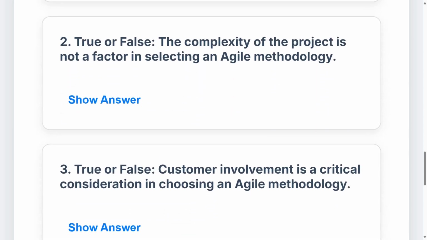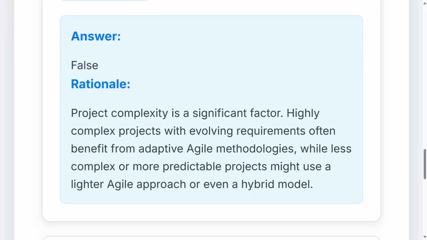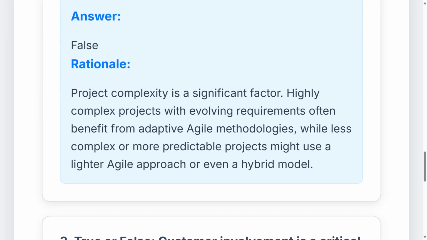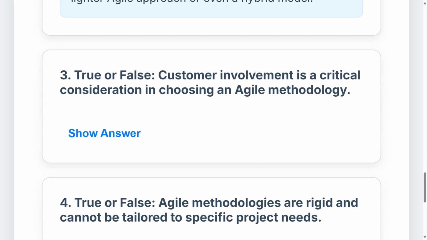Number 2, true or false? The complexity of the project is not a factor in selecting an Agile methodology. Of course, you know this is false. Project complexity is a significant factor. Highly complex projects with evolving requirements often benefit from adaptive Agile methodologies, while less complex or more predictable projects might use a lighter Agile approach or even a hybrid model.